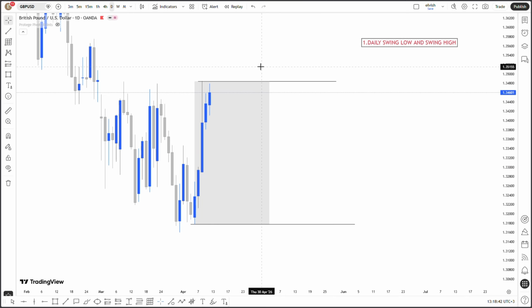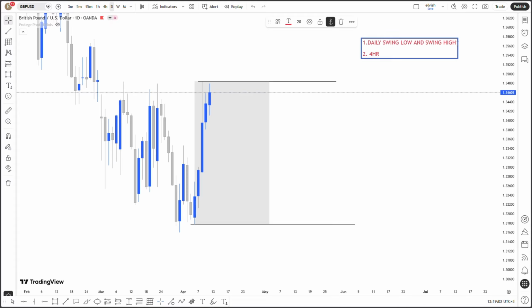So after doing that, what do I do next? I'm going to drop to the 4-hour time frame. Let me include it here. So number 2 is the 4-hour time frame, okay? So what do we look for in the 4-hour time frame?